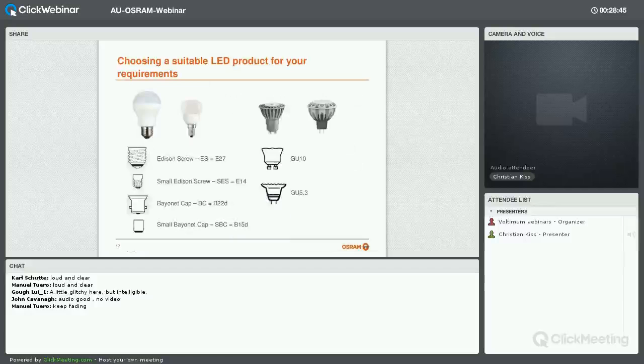Slightly outside of downlights, LED lamps in general have pretty much expanded to be a good option to replace all your different base types. So you've got your Edison screw, your bayonet caps, or small bayonet caps, small screws, and so on, and your GU10 and GU5.3, which is your MR16 and PAR16 lamps. So LED lamps are basically covering all compact fluorescent and even a lot of halogen incandescent markets nowadays.